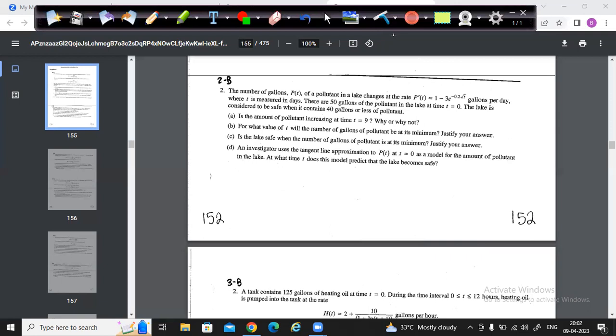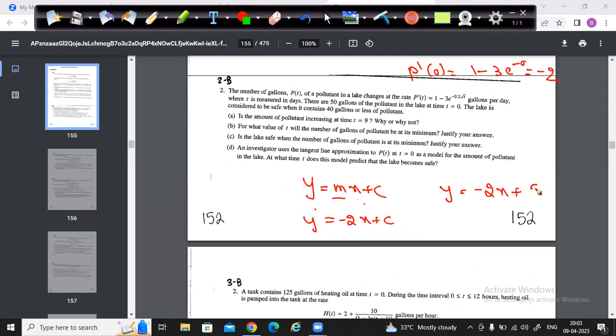So he's using the tangent line approximation at t equal to 0. So y is equal to mx plus c. The slope at t equal to 0 is P dash of 0. P dash of 0 is 1 minus 3 times e power minus 0, which is minus 2. So the slope is minus 2, so y is equal to minus 2x plus c. To find c, when x is equal to 0, y is equal to 50. Therefore, y is equal to minus 2x plus 50.